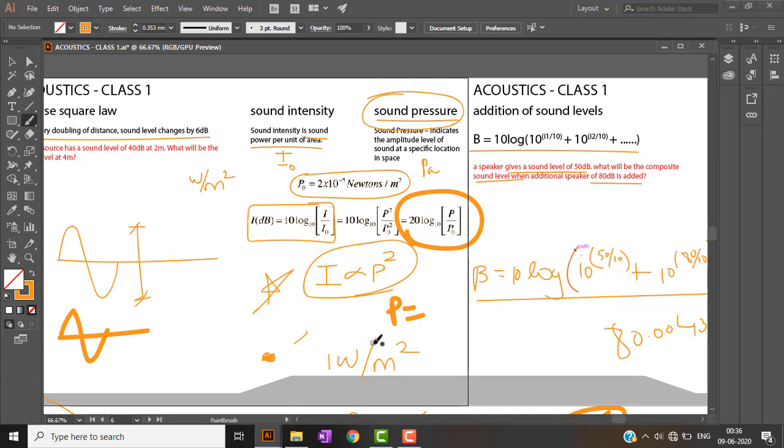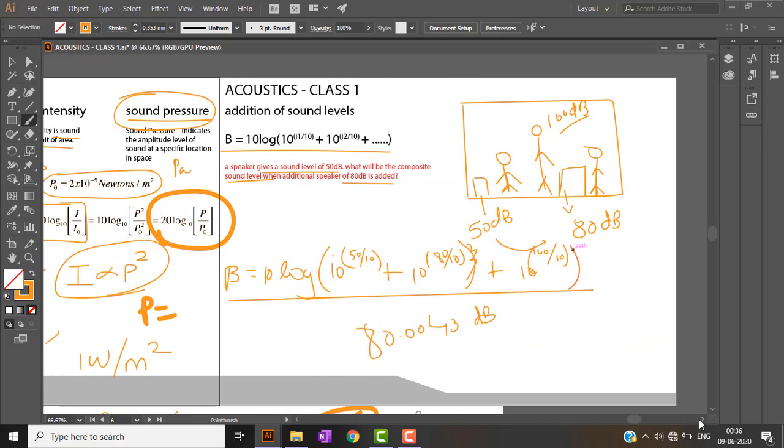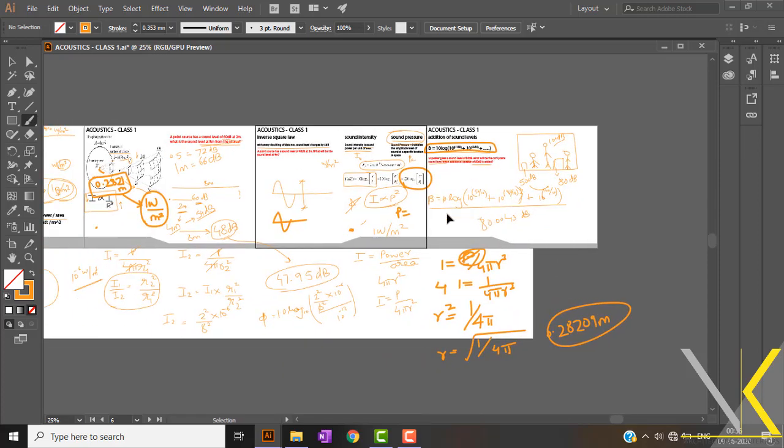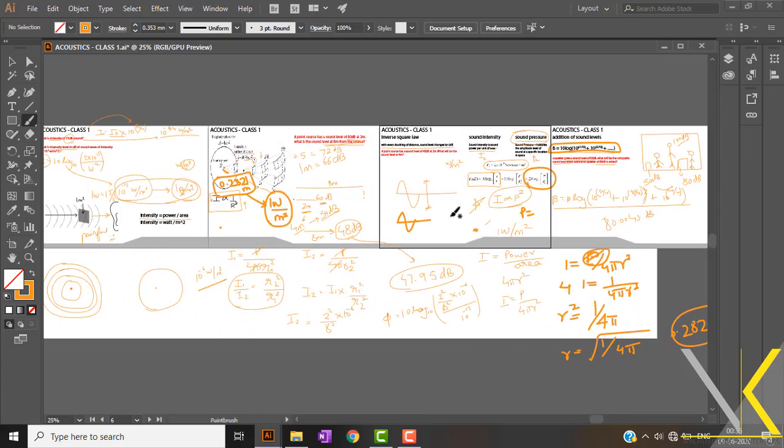And then we saw addition of sound levels. You cannot directly add 50 dB and 80 decibels because they are logarithmic. So use this formula for n number of sources. Like if there are 100 sources, then you will add 10 raised to and so on. So this was my first class about, sorry, not about estimation, but about acoustics.